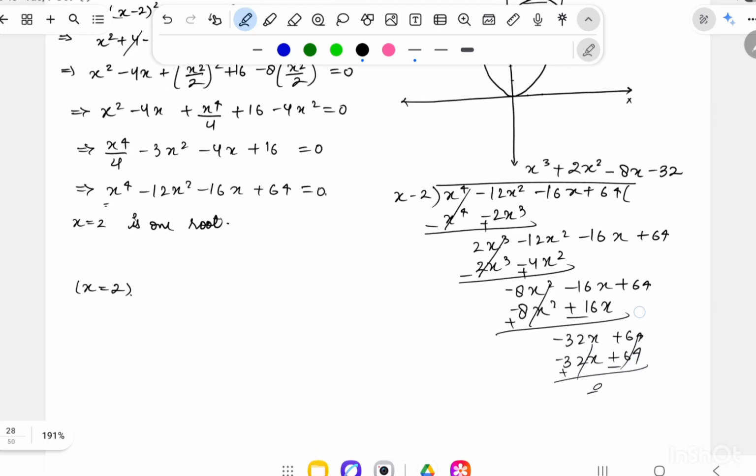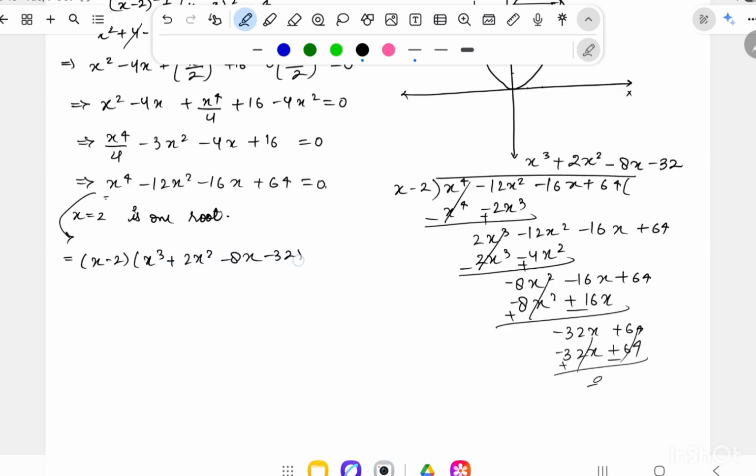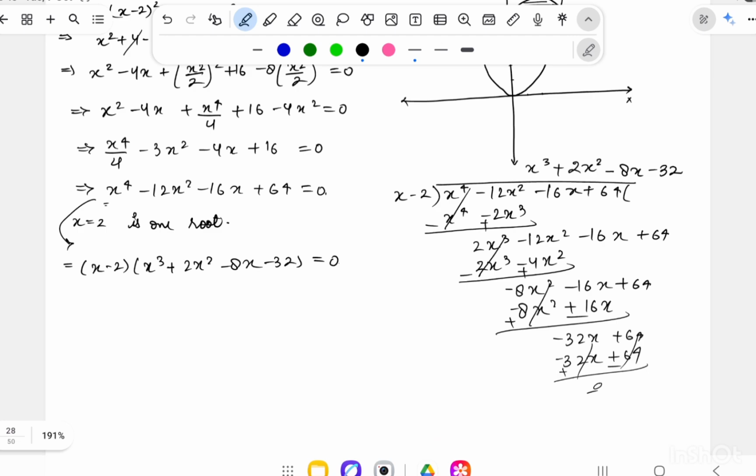So this equation is equal to (x minus 2) times (x cube plus 2x square minus 8x minus 32) equals 0. Now I need to solve this cubic equation in order to get another point of intersection. But I couldn't solve it manually by hit and trial method, so I took help of an online calculator.